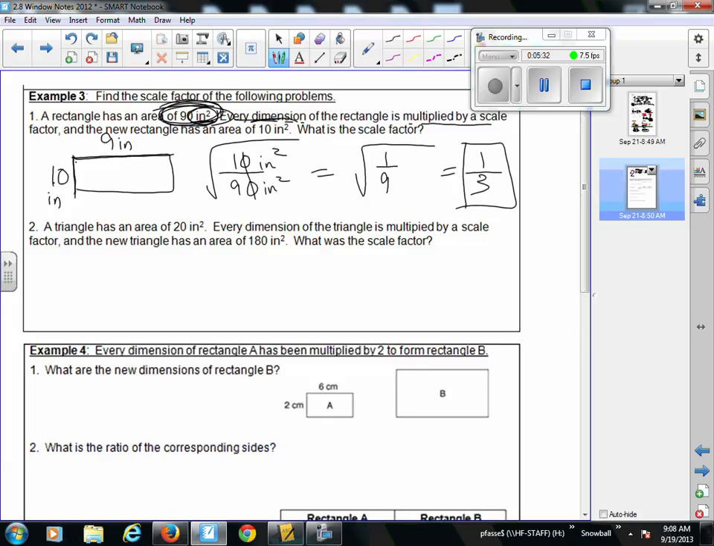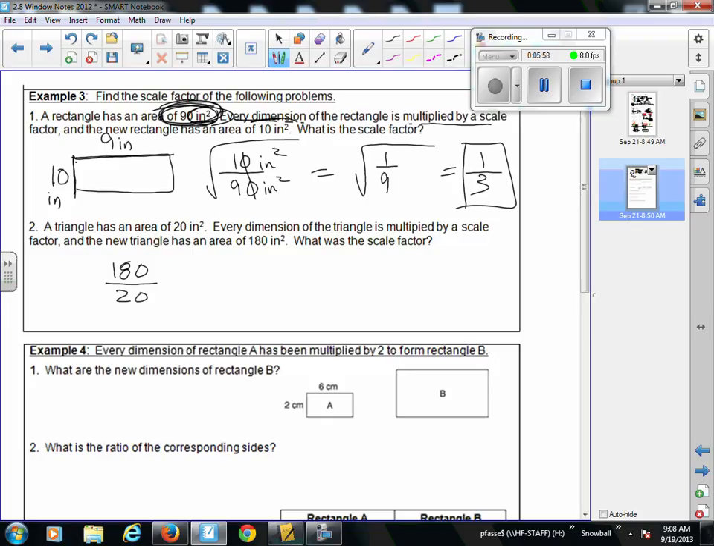The triangle has an area of 20 inches squared. Every dimension of the triangle is multiplied by a factor, and the new triangle has an area of 180. So it's getting larger. So do we want the scale factor 180 over 20, or do we want 20 over 180? If we want it larger, we want a number that's greater than 1. So we do 180 over 20.